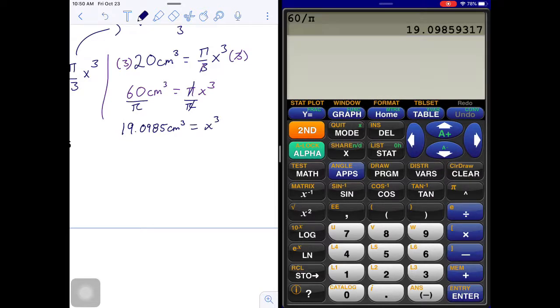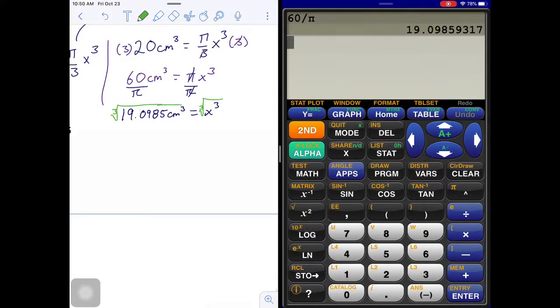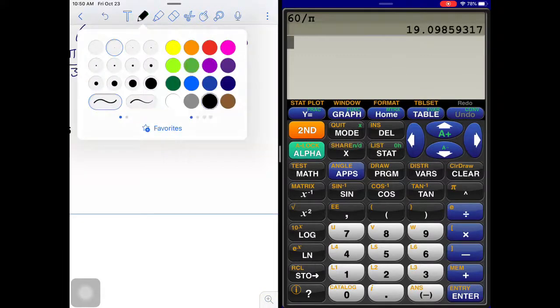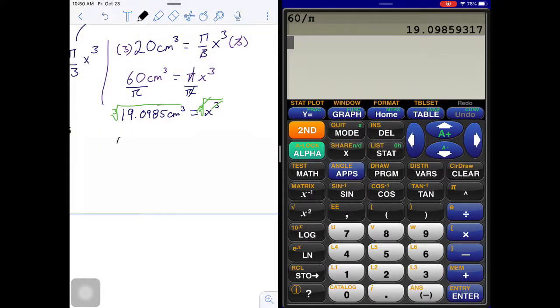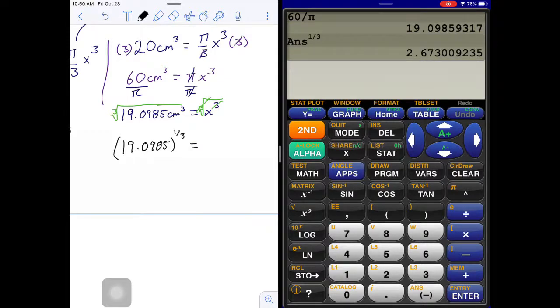And then finally, how do I deal with that cube? I'm going to cube root both sides. Okay, and by this point, you know how to plug that in your calculator. I'm actually going to plug it in my calculator using an exponent. So this is 19.0985 to the power of 1 over 3. So I'm going to take my answer in my calculator. Remember, to get the answer you just had, you press second answer, to the power of 1 dividing 3. So that equals 2.67 centimeters.